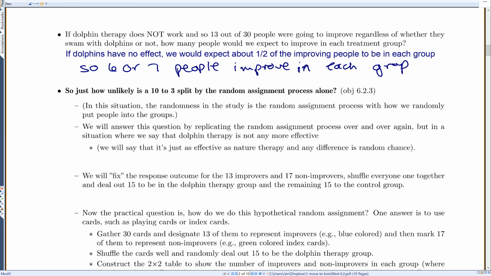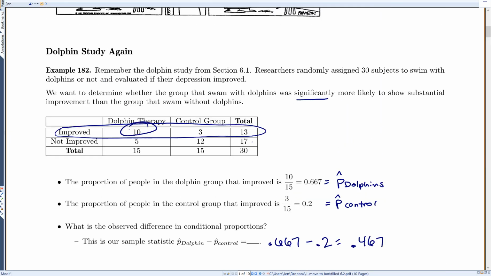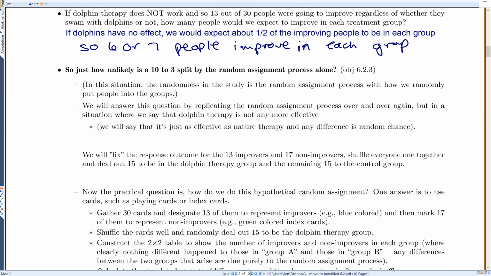But that's not what we saw. We actually had a 10-to-3 split. Let's look back at the table again. There were 10 people that improved in the dolphin group, 3 people that improved in the control group. But we're saying if dolphins had no effect, we'd expect about 6 or 7 people to improve in each group. So how unlikely is it for us to get a 10-to-3 split just by random chance, just by the chance of who we put in each group?